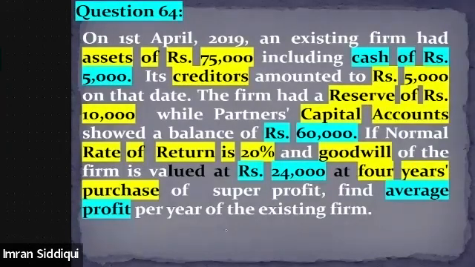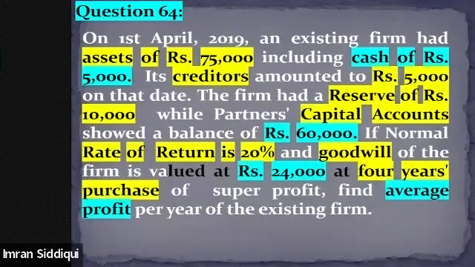It says on 1st of April 2019, an existing firm had assets of rupees 75,000, including cash of rupees 5,000. Its creditors amounted to 5,000 on that date. The firm had a reserve of rupees 10,000, while partners' capital account showed a balance of rupees 60,000. If the normal rate of return is 20%, and goodwill of the firm is valued at 24,000 at 4 years purchase of the super profit, find out the average profit of the firm.